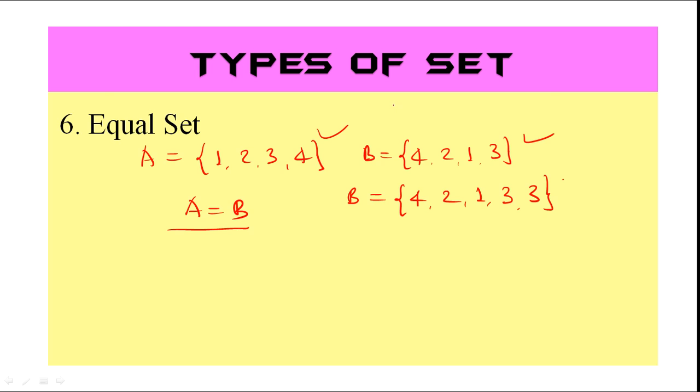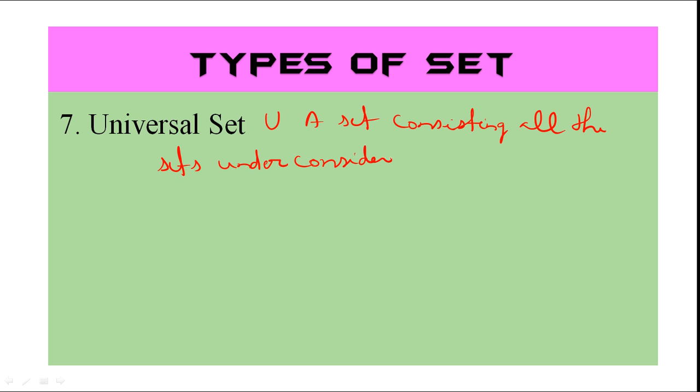We are moving to the next one, that is the universal set. This is very important. It is denoted by U. A set consisting of all the sets under consideration is known as the universal set. Okay, I will take an example.